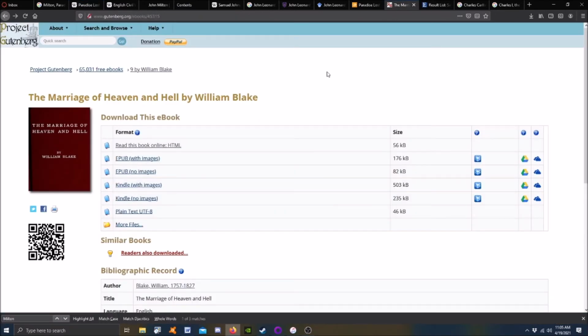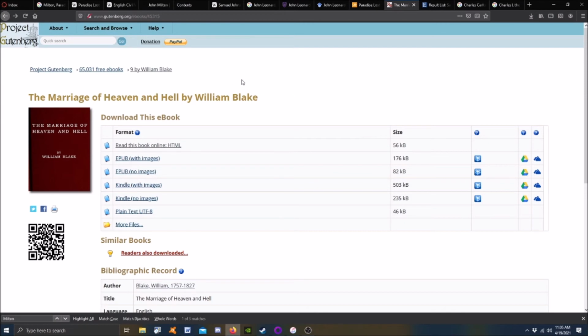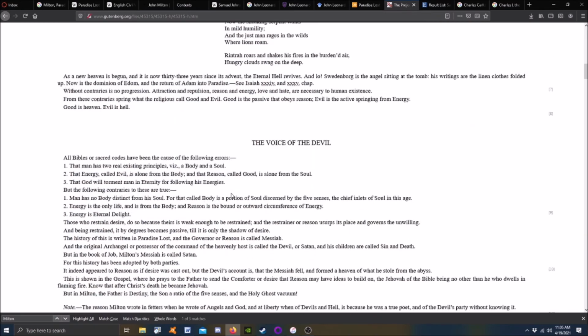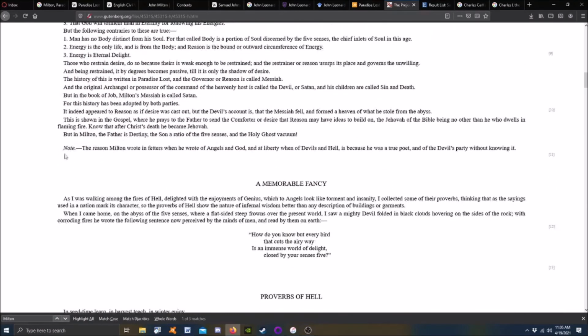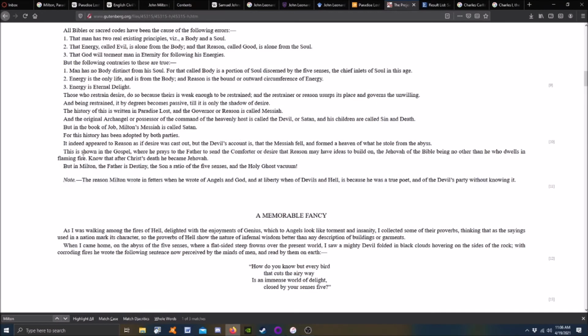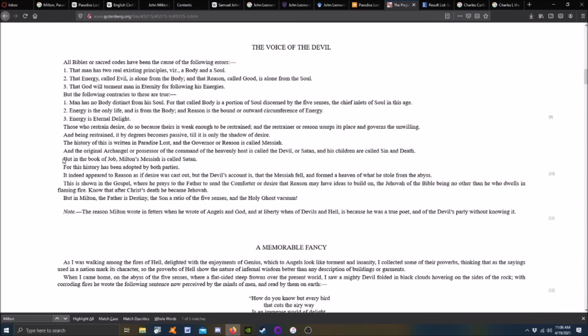All we have to do is go to Project Gutenberg, and there it is, The Marriage of Heaven and Hell by William Blake. One cursory search, and all of a sudden, here we are looking at the text. We could do a little bit of a search, but fortunately, we don't even have to do that. It comes really early. So here is the line, and notice that it is contextualized. Blake is responding deliberately to Milton.